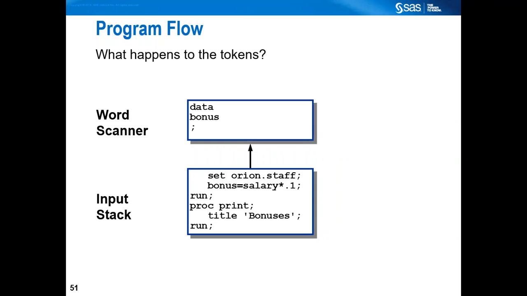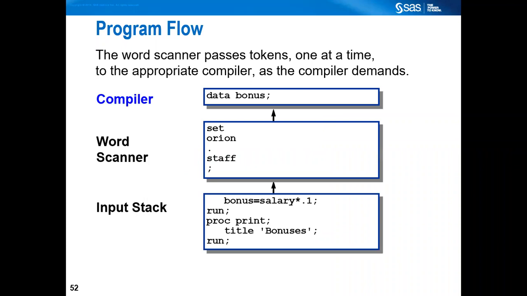Okay, program flow. What happens to the tokens next? Your code is copied to a memory area called the input stack. From the input stack, it goes to the word scanner. In the word scanner, it scans the word, which means it starts tokenizing. Post tokenization, SAS copies this code to an area in the memory called the compiler. It is in this area of memory that you get the error message.